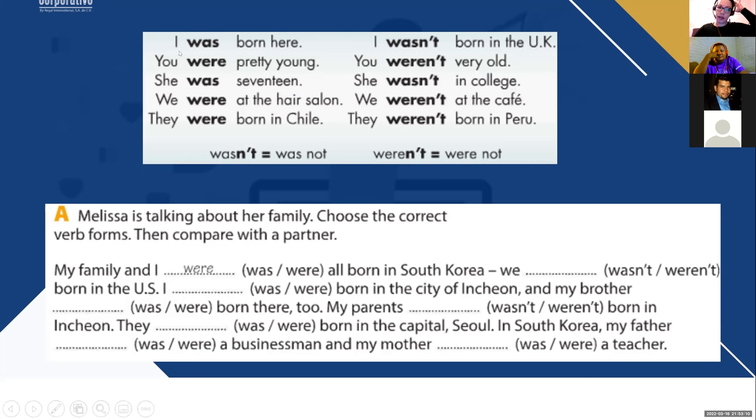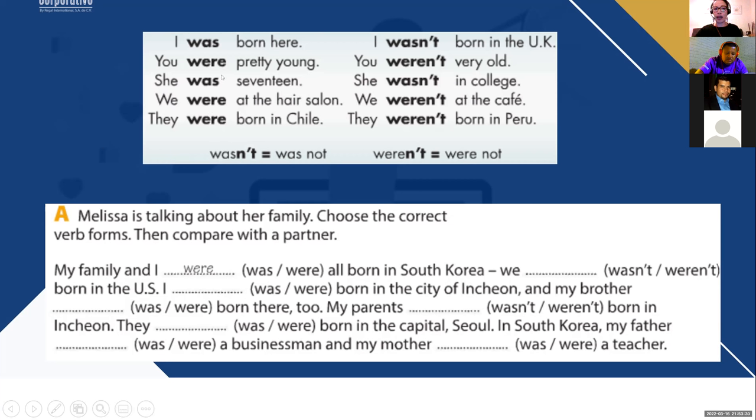Si se fijan, I was born here, you were pretty young, she was 17, we were at the hair salon, they were born in Chile. No vemos otro verbo acá, ¿verdad? Porque estamos practicando nada más ser o estar en pasado.